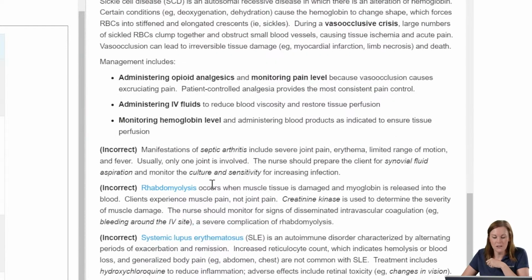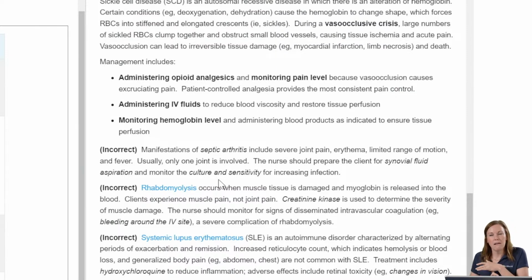vaso-occlusive crisis. So some of our wrong options here, we'll talk through what some of these distractors were, and you can see how the options really tied together with them. But septic arthritis, so that's going to share common manifestations as vaso-occlusive crisis in terms of pain, but the pathophysiology behind it is more infection. So we're going to be doing things like culture and sensitivity, taking that fluid, giving antibiotics, and monitoring what those results are.